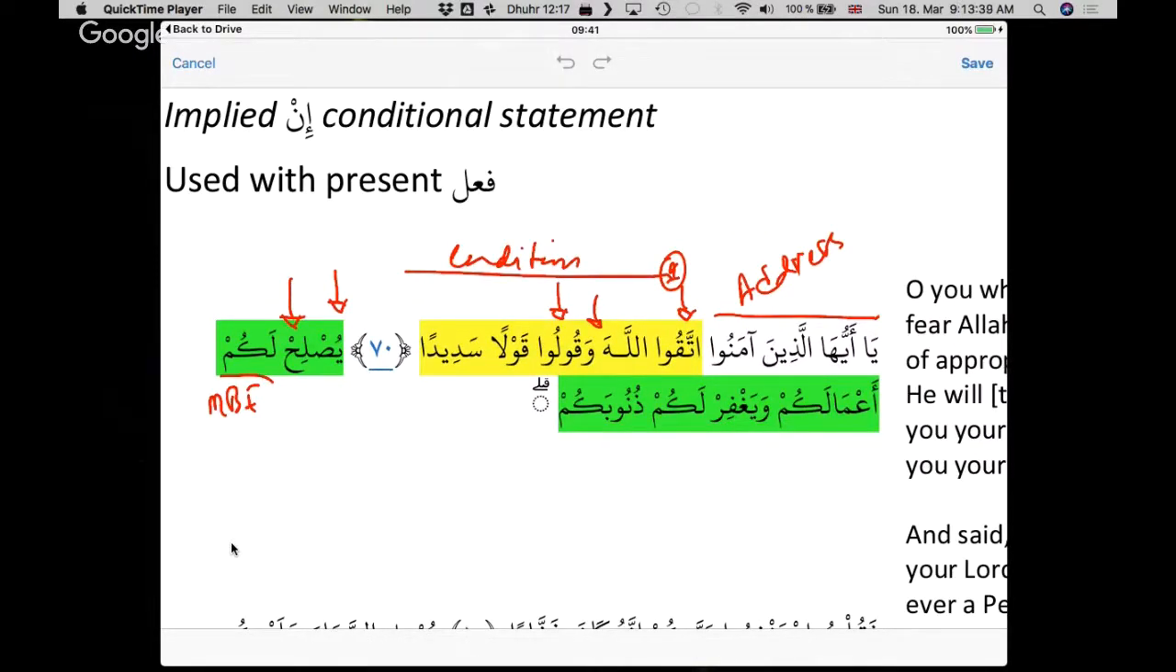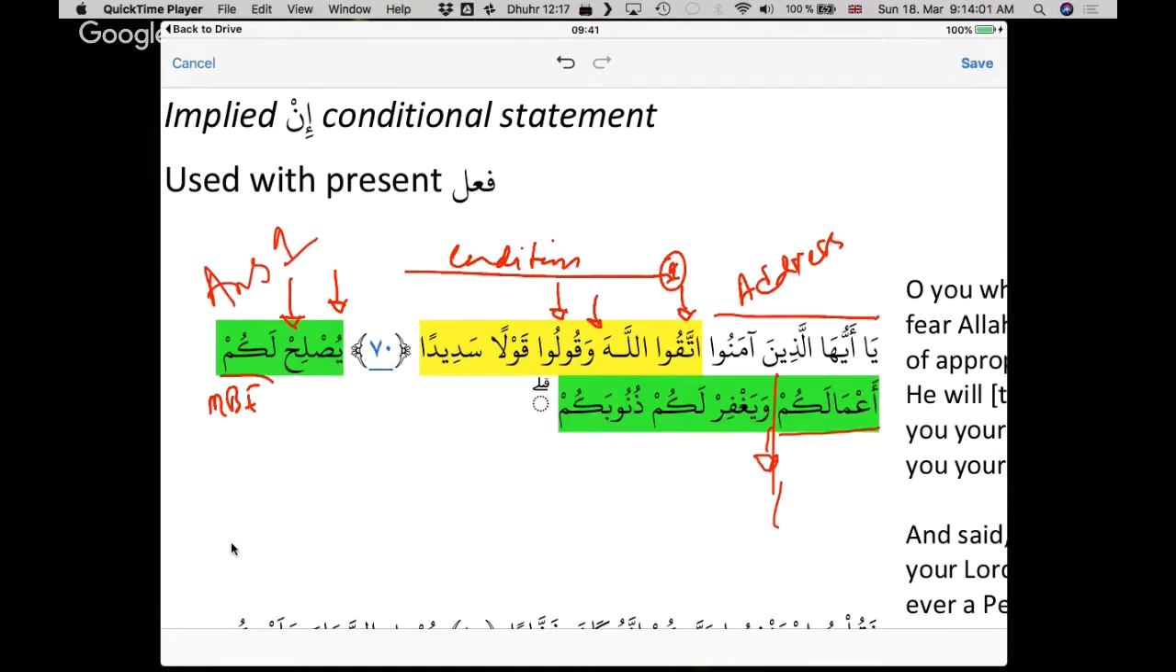A'malakum. Wa yaghfir. This is again idafa connection. A'malakum, and you found a connector here, wa. So this is the first consequence. This is the first answer. Answer one.